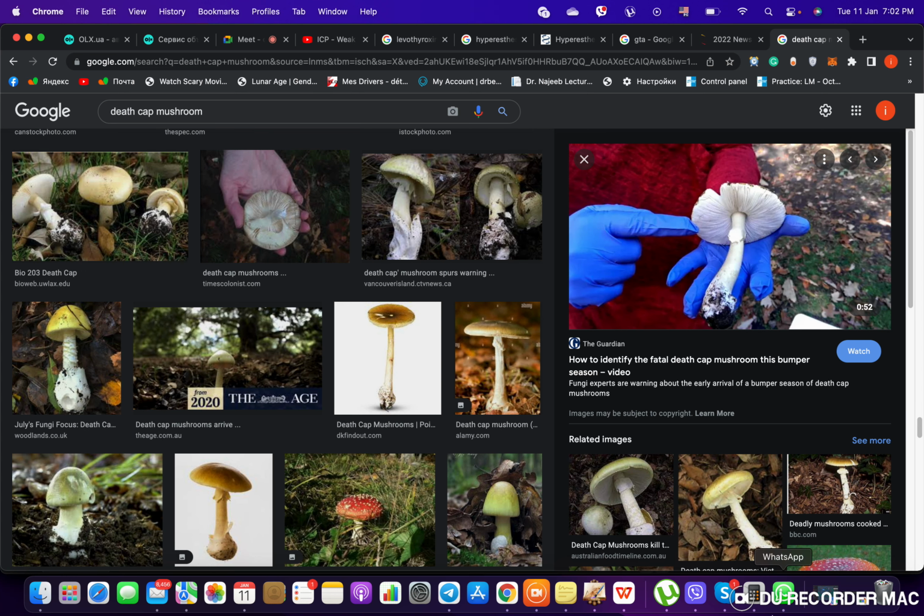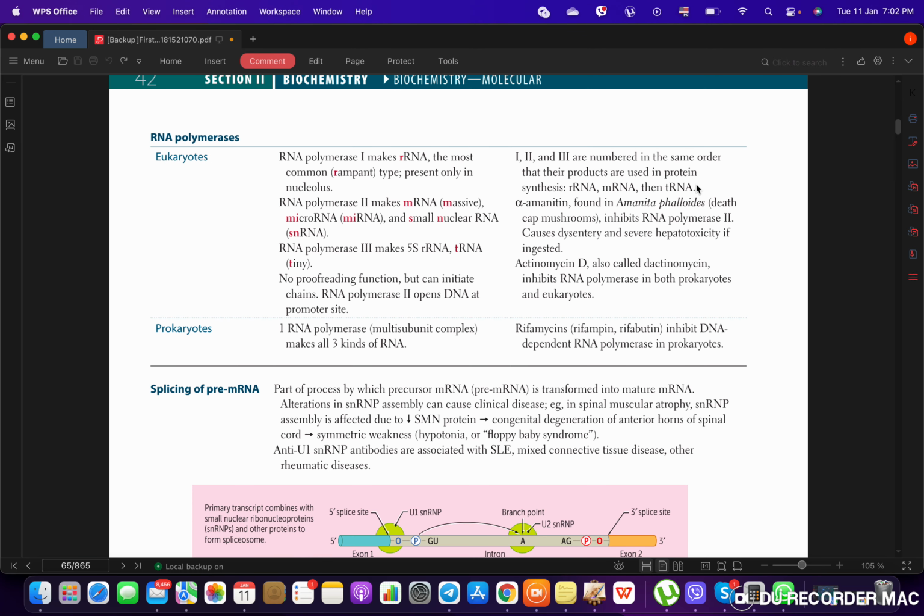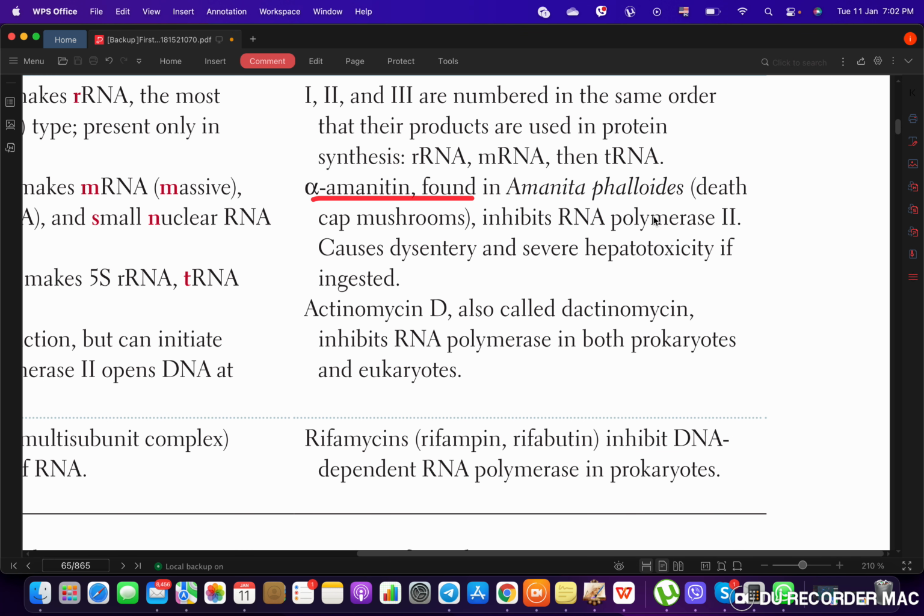So, let's speak about how it kills us. Well, it kills us in the same way some antibiotics work. So alpha-amanitin is a toxin that is found in Amanita phalloides, which is the death cap mushroom. It inhibits our RNA polymerase 2.